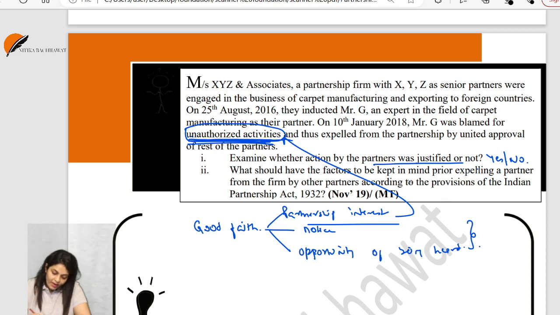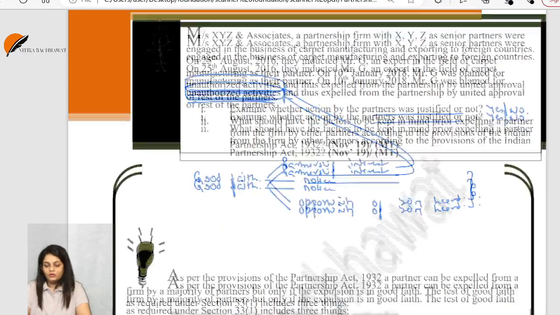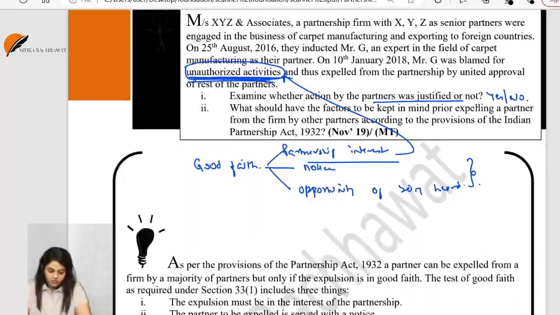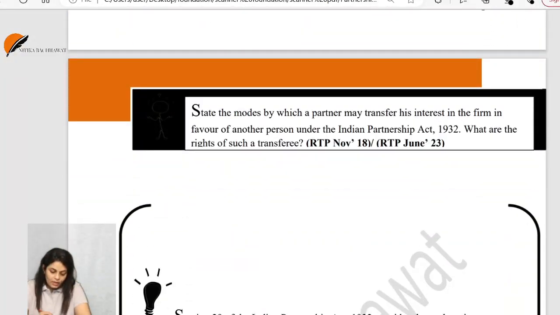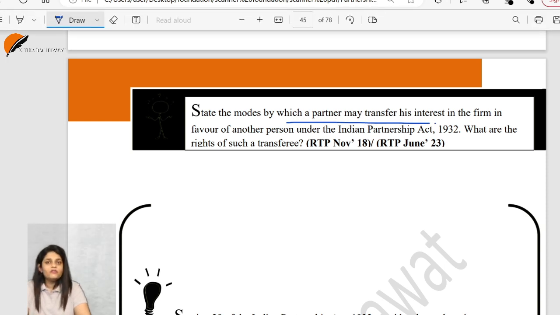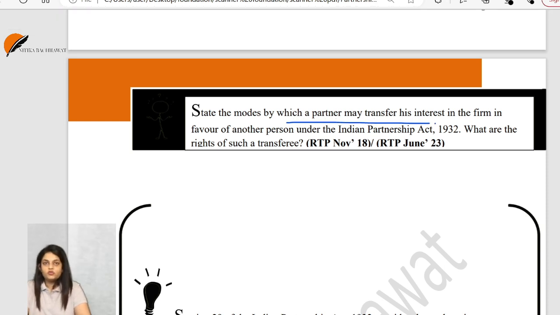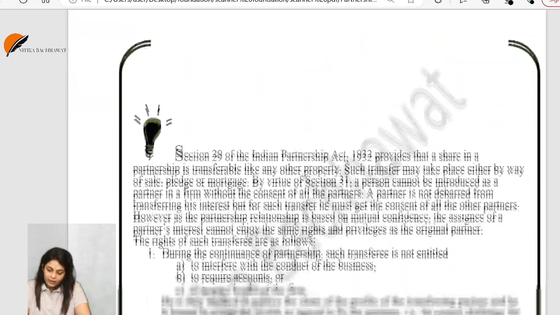What should have been the factors to be kept in mind prior to expelling a partner from the firm by other partners according to the provisions? So again, the same thing: good faith, partnership interest, served with a notice and given an opportunity of being heard. State the modes by which a partner may transfer his interest. A transfer of shares may take place by way of sale, pledge, or mortgage, where a partner may transfer a part or whole of his share to another.